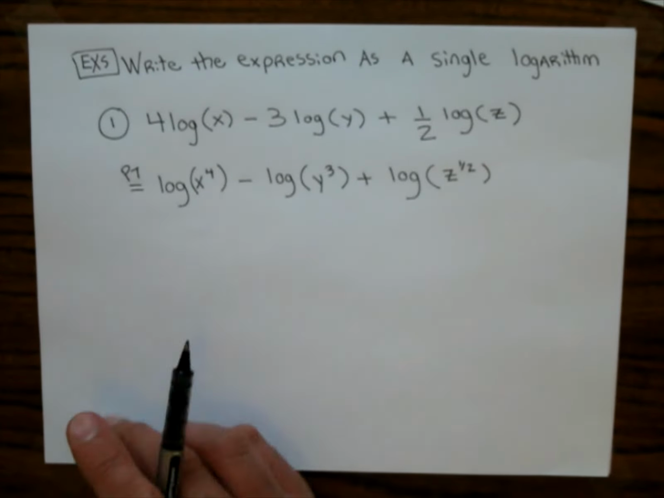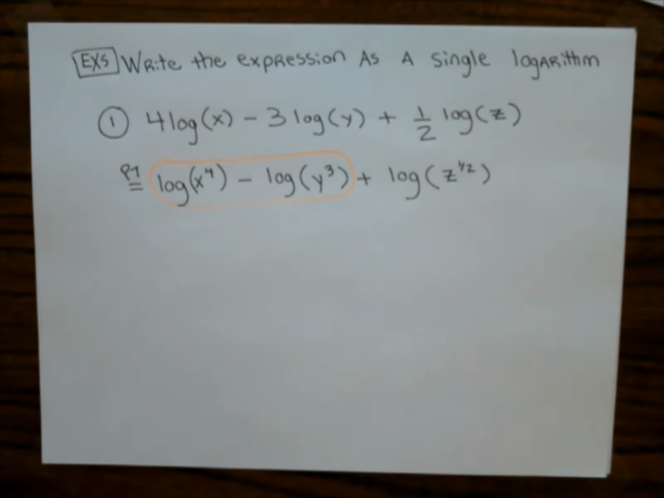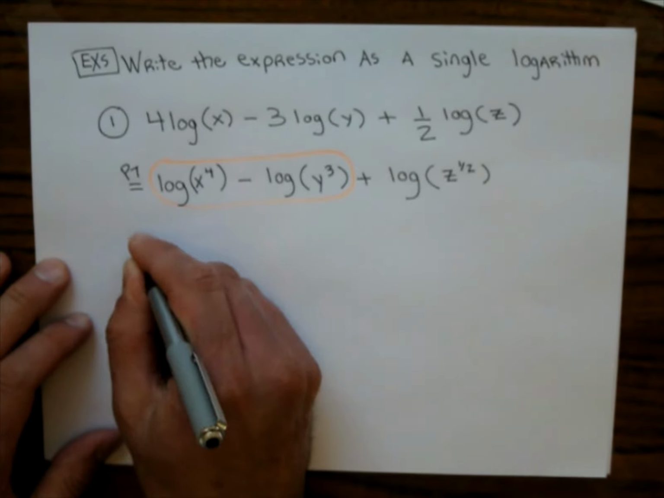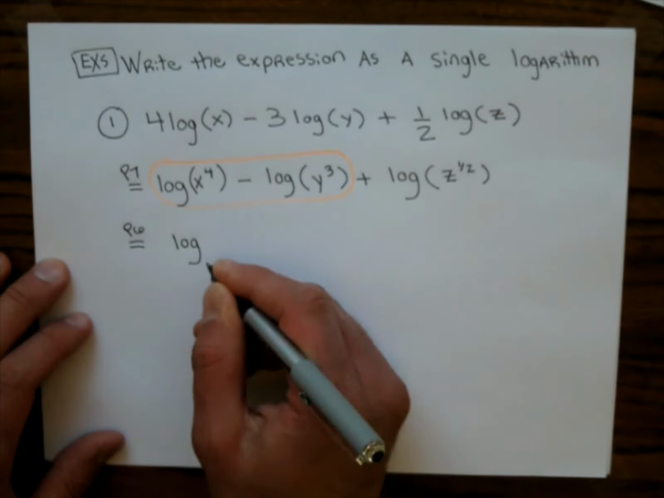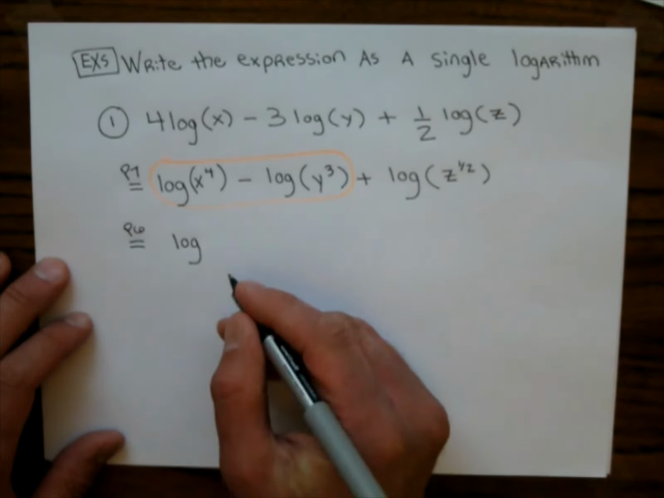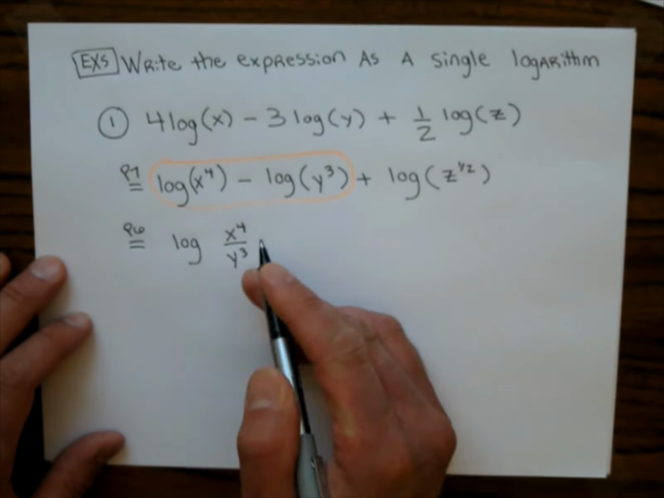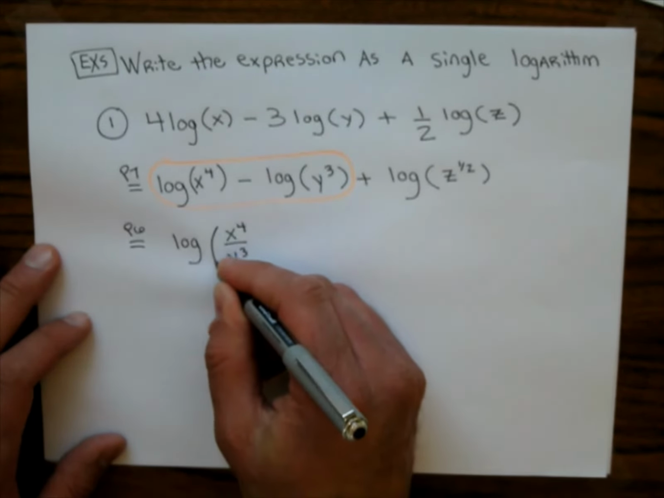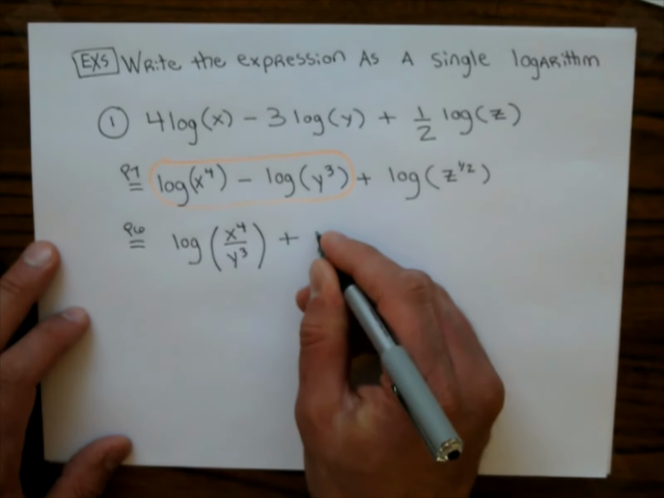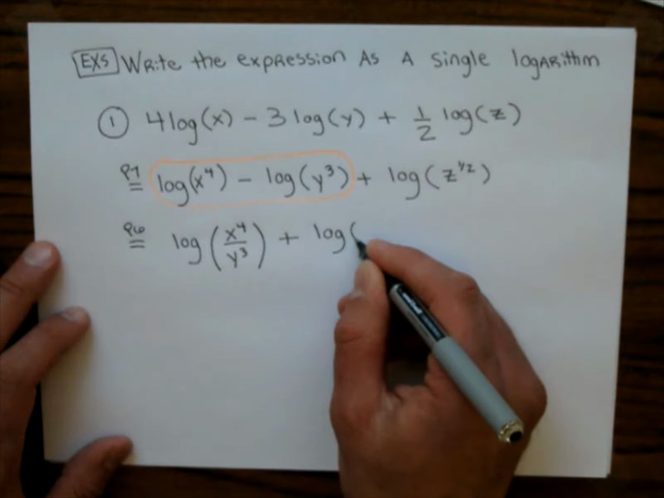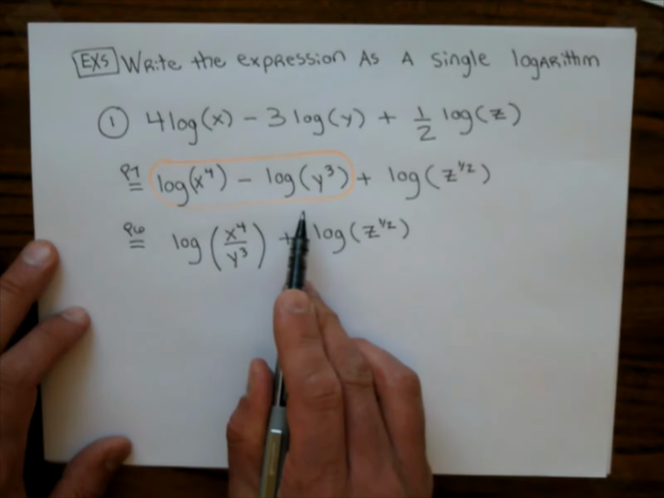So now we could take a look at writing this using the quotient rule. So that would be property 6, log base 10. Okay, so we don't have to say base 10. We could just say log of x to the fourth over y to the third. It's a subtract, so these become a quotient. And of course, this one we didn't do anything with. Log of z to the 1/2. So that was the quotient rule.